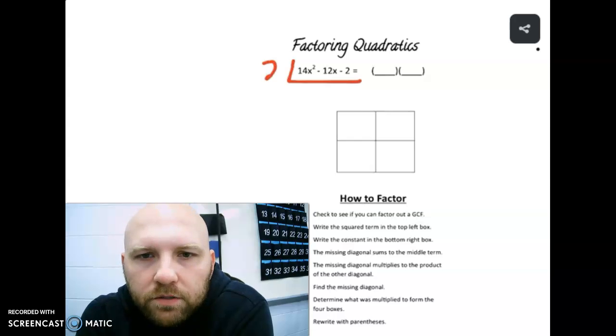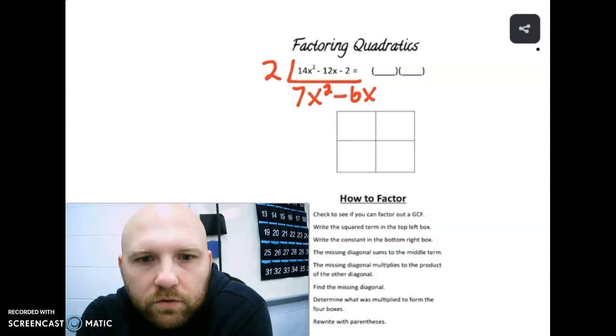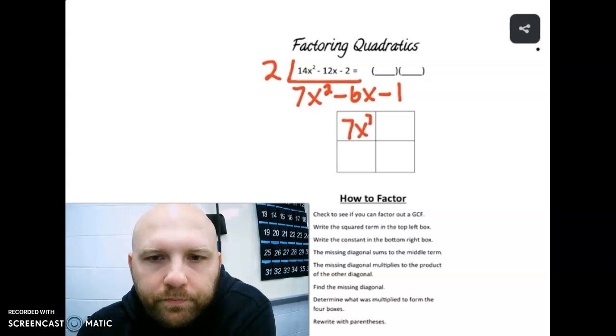We're going to divide all of those by 2, drawing our upside down division. 14x squared divided by 2 is 7x squared. Negative 12x divided by 2 is negative 6x. And negative 2 divided by 2 is negative 1.